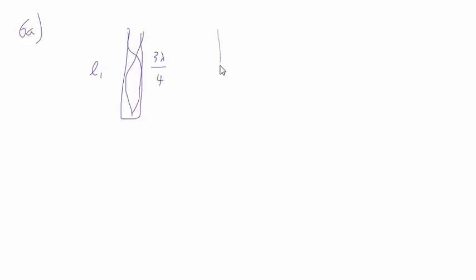With the shorter pipe, L2, we then just have a node at the bottom and an antinode at the top, and this is L2, and this is just a 1/4 wavelength. So L2 minus L1 is going to be lambda over 2.